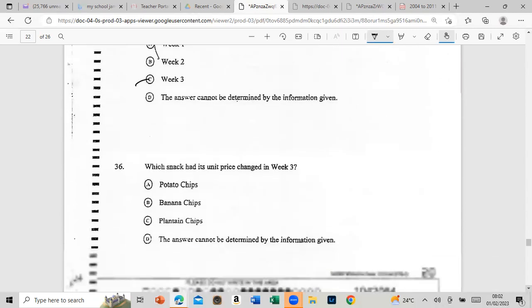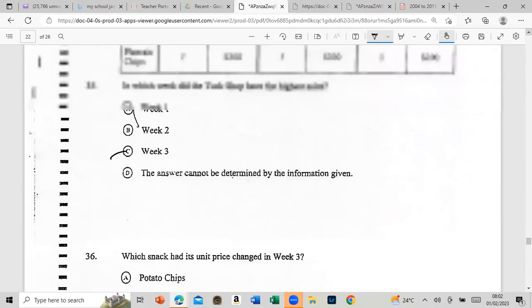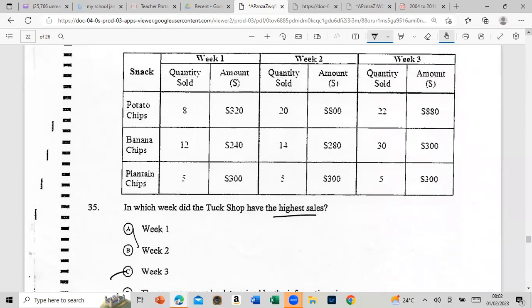Let's move to 36. Which snack had its unit price change in week 3? Is it the potato chips, the banana chips, the plantain chips, which is my favorite? Let us see. So we're gonna check the banana chips. So 12 banana chips were sold and you get 240. That means a $20 one. Let me show you how I'm getting it, just divide, right? Oh, this is supposed to be 420.